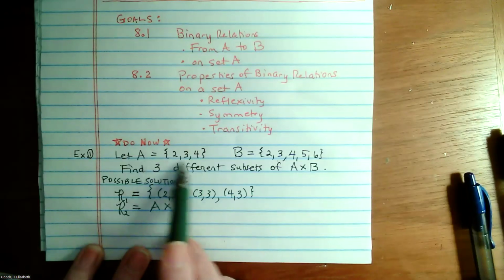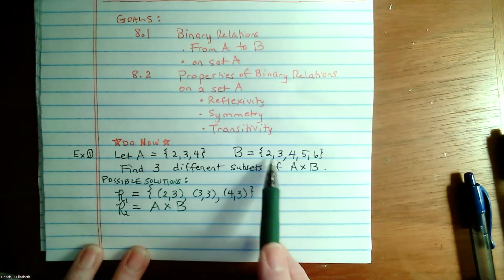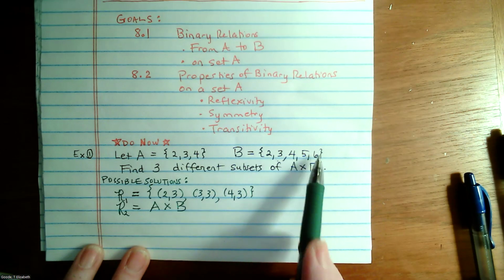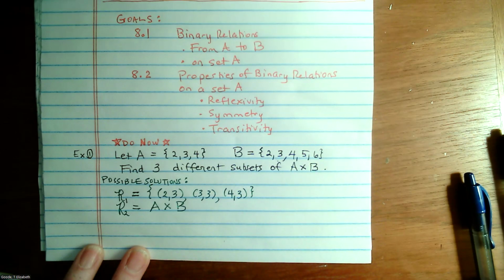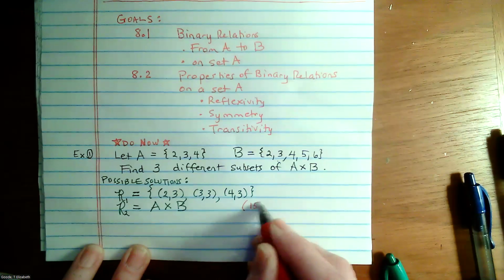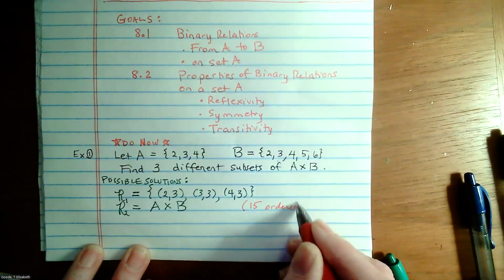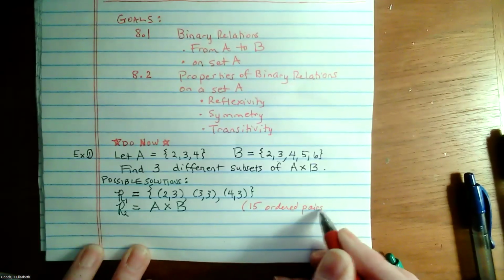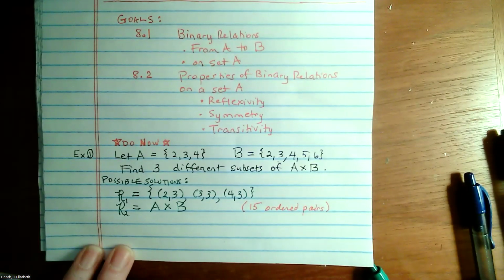Well, we have 3 choices for first coordinates, and we get to mix and match with 5 choices for second coordinates. So how many ordered pairs are there in A cross B, everybody? 15. Yep, 15 ordered pairs. So technically, that's a subset of A cross B. It's the biggest one.